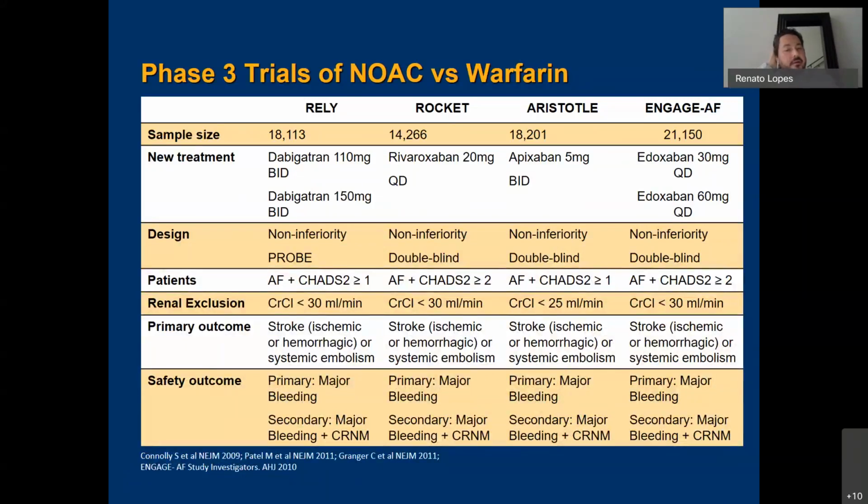And here are the summaries of the 4 NOAC trials. We can see that those are very large studies, 18,000 people, 14,000, 21,000 people. All of them looked at stroke as the primary efficacy endpoint and bleeding as the primary safety endpoint, because it's always important to look at bleeding as part of the equation.